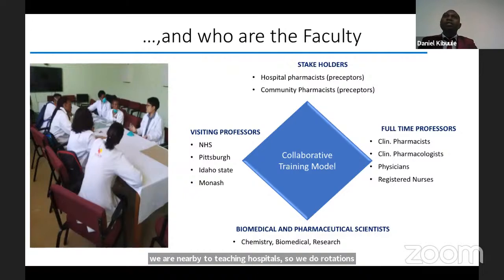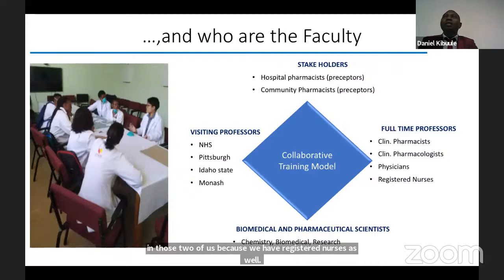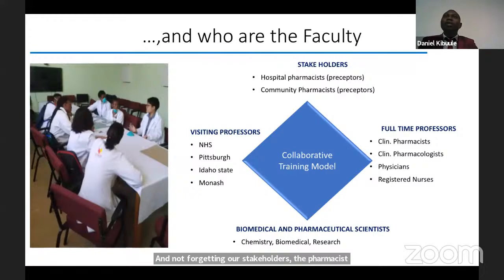We have registered nurses as well. And not forgetting our stakeholders, the pharmacists working in these hospitals who have been very supportive and are willing to work as preceptors. We have community pharmacists also who are supporting our community placements as preceptors as well.